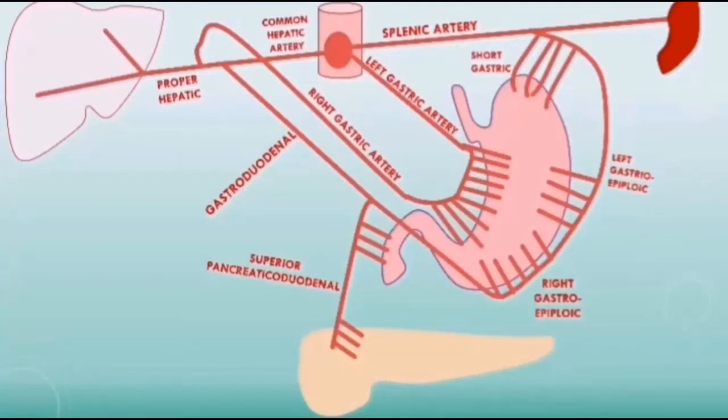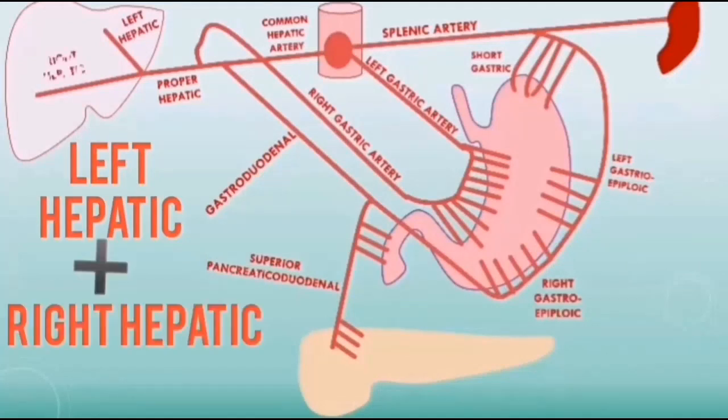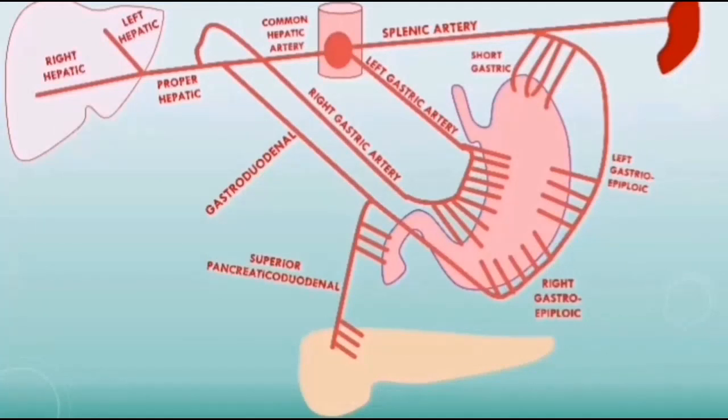It will split into the left hepatic artery and the right hepatic artery. The right hepatic artery will also give another branch which will supply blood to the gallbladder. This artery is called the cystic artery, and that is the celiac trunk.